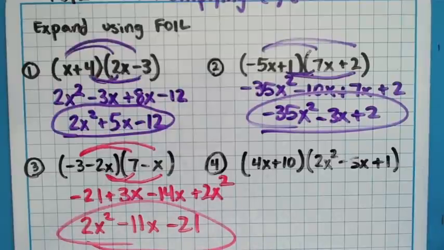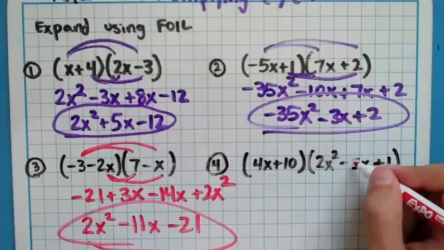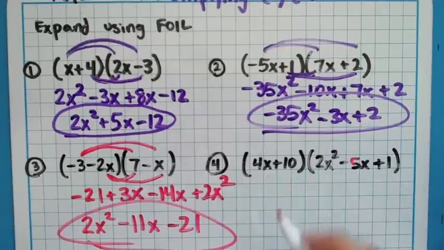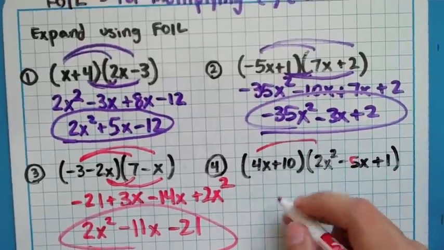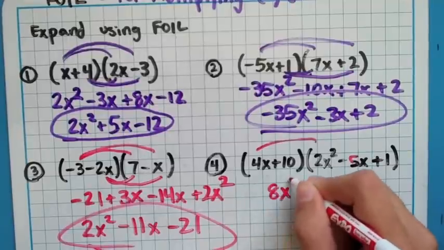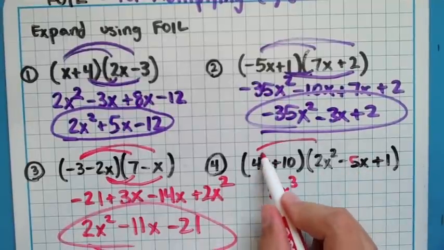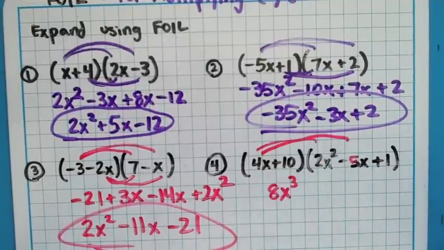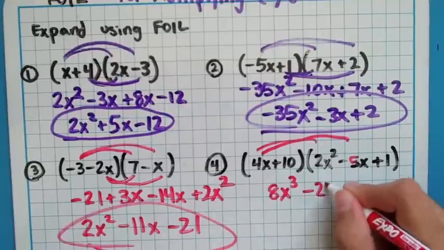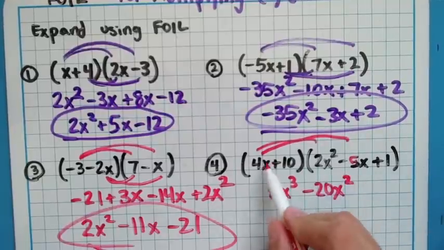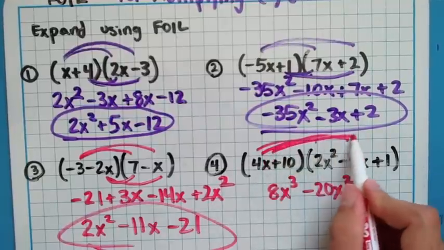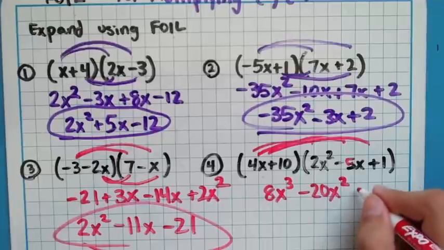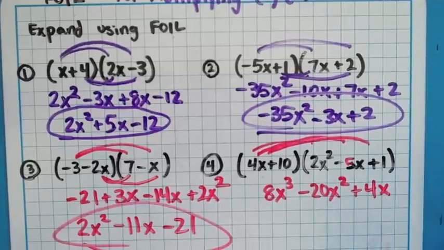And FOIL works the same way, even when you have bigger pieces being multiplied. Like if you look at this next guy here, there are 3 terms in the second parenthesis. It's totally fine, it works the same way. 4x times 2x squared makes an 8x to the third power. 4x times negative 5x is a negative 20x squared. And I have to go one more time with the 4x because I didn't do it against all of it yet. 4x times 1 is plus 4x.